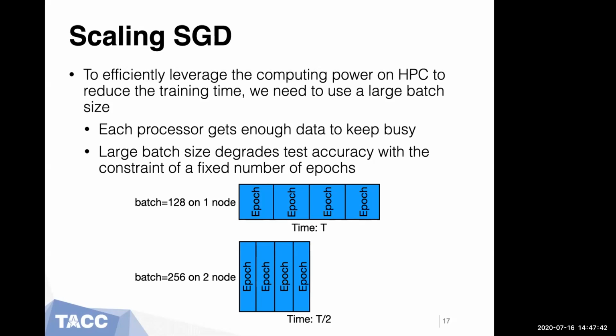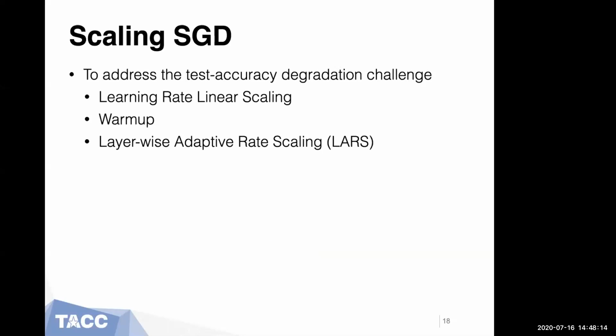To efficiently leverage the computing power on HPC to reduce the training time, we need to use a large batch size. The reason is like this. Let's assume we are training with a batch size of 128 on one node, and that takes time t. If we can train with a batch size of 256 on two nodes, ideally it should take half of t to finish training. That's the ideal. But in reality, it's not like that. With larger batch sizes, the validation or test accuracy is going to degrade.